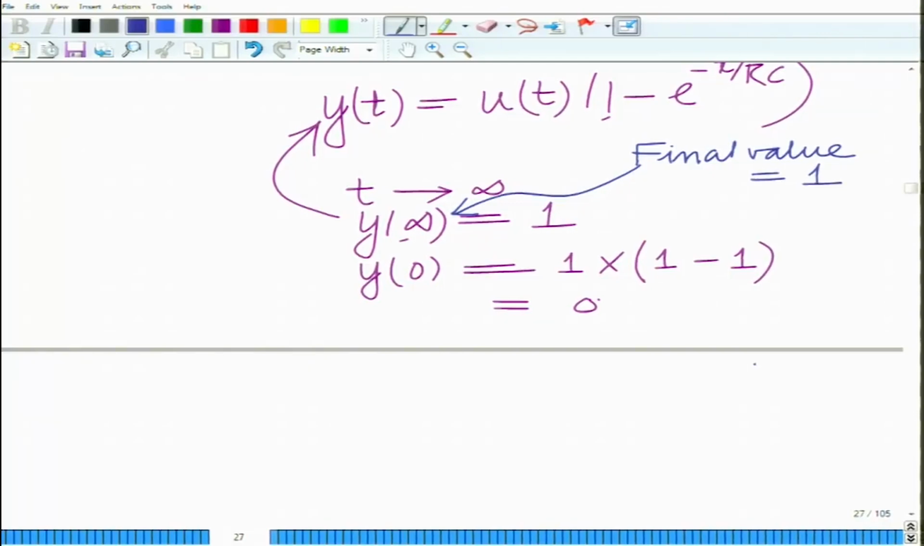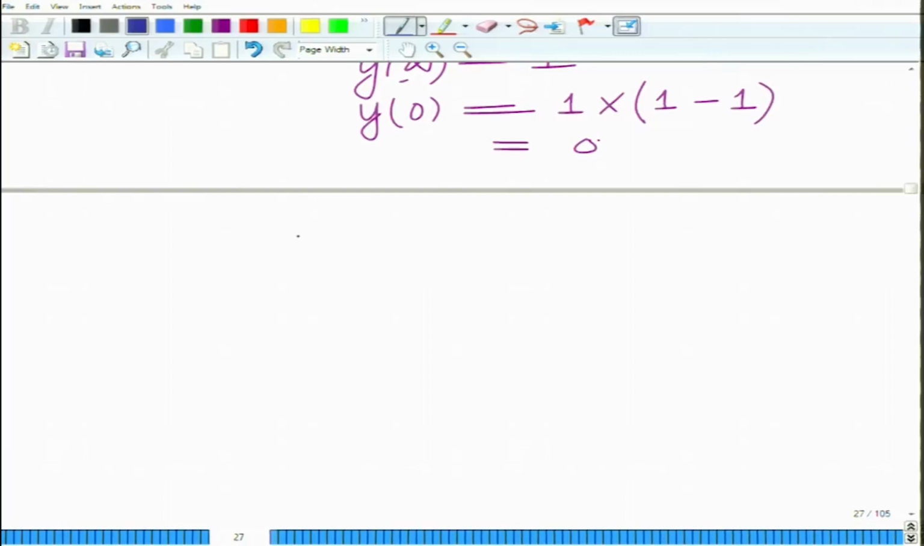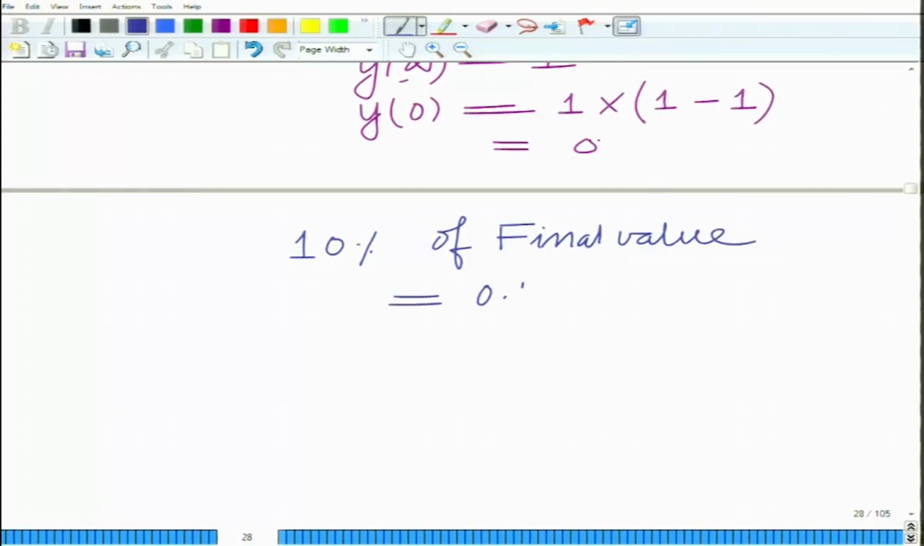Now, remember we define the rise time as the time taken by the RC circuit, or the capacitor voltage, to go from 10% of the final value to 90% of its final value. Now, 10% of its final value, that is 10% of 1, that is 0.1 into y infinity, equals 0.1.